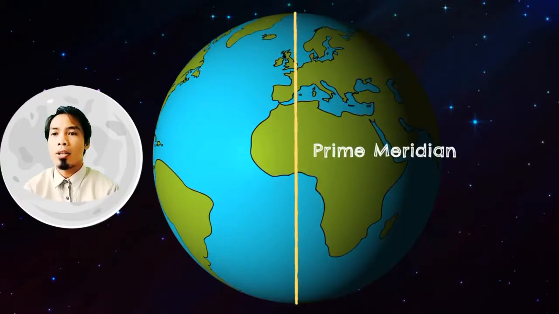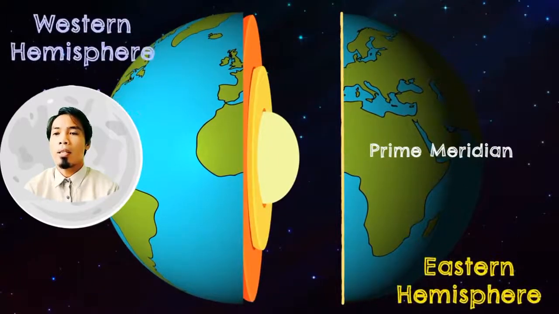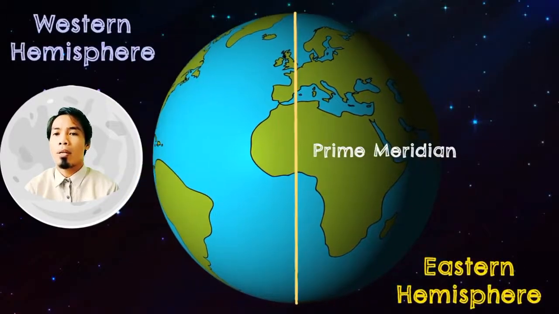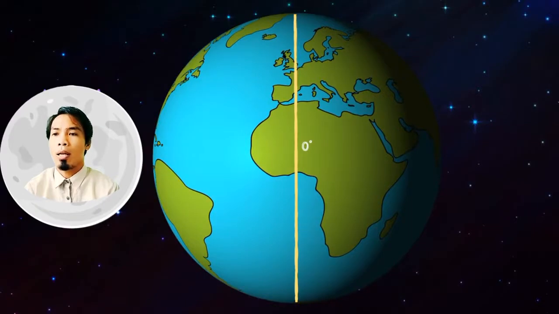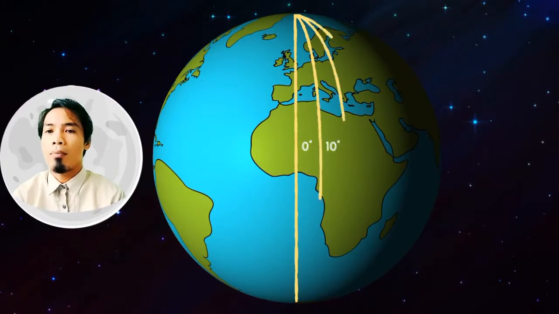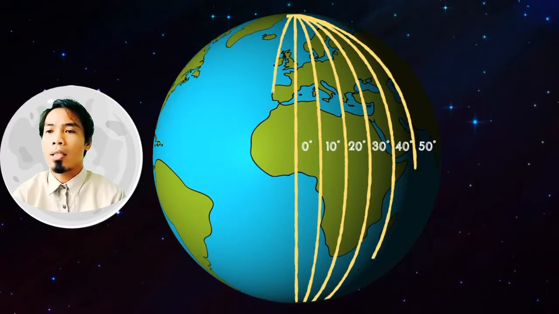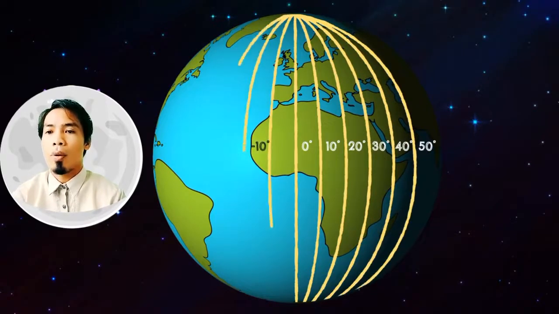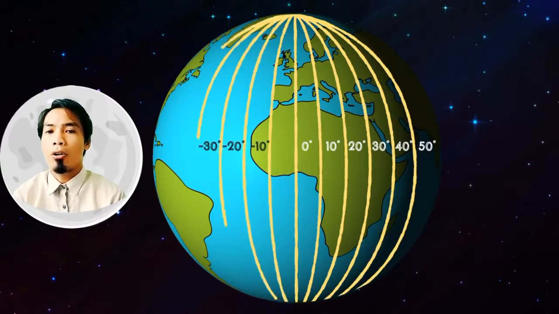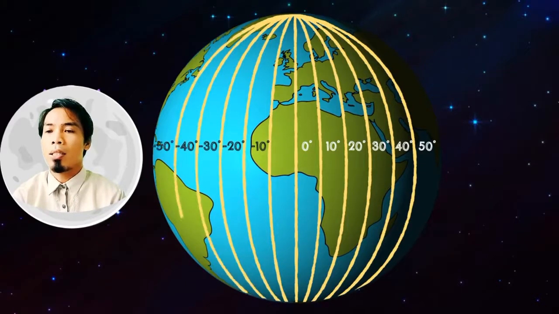The central longitude is called the prime meridian. This line divides the Earth into the western hemisphere and the eastern hemisphere. Like the equator, the prime meridian is marked at 0 degrees. Longitudes east of the prime meridian go up in numbers to 180 degrees east, and longitudes west of the prime meridian go up to 180 degrees west.